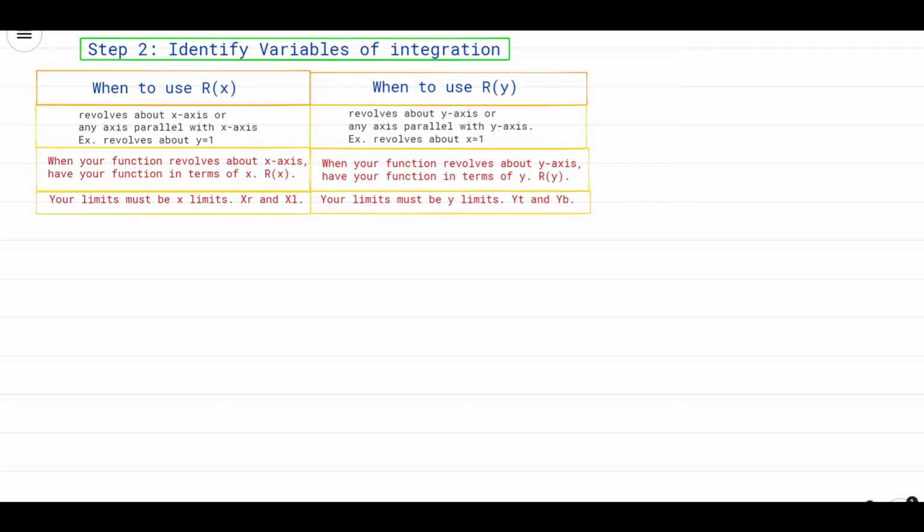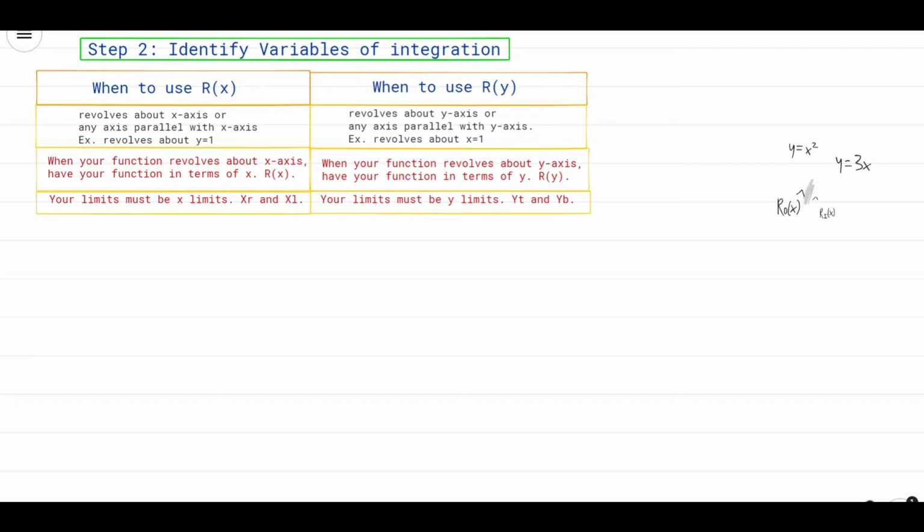So r of x is used when it revolves about the x-axis or any axis parallel with the x-axis. For example, when it revolves around the line y equals 1. Well, y equals 1 is parallel with the x-axis, so in that case, we would use r of x. Our limits must be x limits, x_r and x_l. And when to use r of y: r of y is when it revolves about the y-axis, basically the opposite of r of x, or any axis parallel with the y-axis. For example, revolving about x equals 1, that's parallel with the y-axis, right? And our limits must be y limits, y_t and y_b, y top and y bottom.